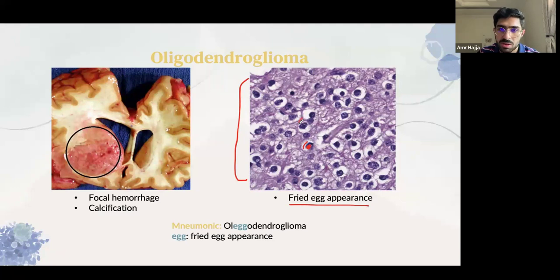So let's just take another one. This one, basically, the whitish part is the egg white, and then the nucleus is basically the egg yolk. That's why it's called fried egg appearance. And the mnemonic, which is basically from Dirty Medicine, is a very good mnemonic, and my friends told me about it as well. It's basically egg-dendroglioma. So egg for fried egg appearance. Okay? So that's basically correlating oligodendroglioma with egg, fried egg appearance.